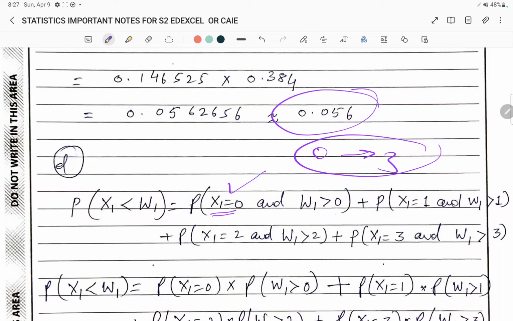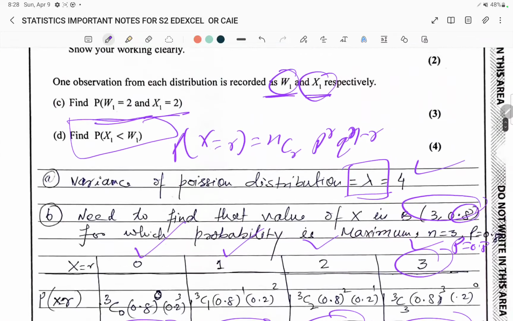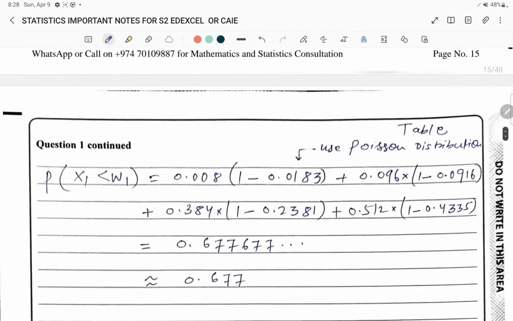Accordingly, we can say x1 can be 0, but w1 is greater than x1. So if x1 is 0, then w1 should be greater than 0. Similarly, x1 can be 1, then w1 will be greater than 1. If x1 is equal to 2, w1 is greater than 2. If x1 is 3, then w1 is greater than 3. First of all, we have to check for this marks or 4 marks. So it's okay, good.